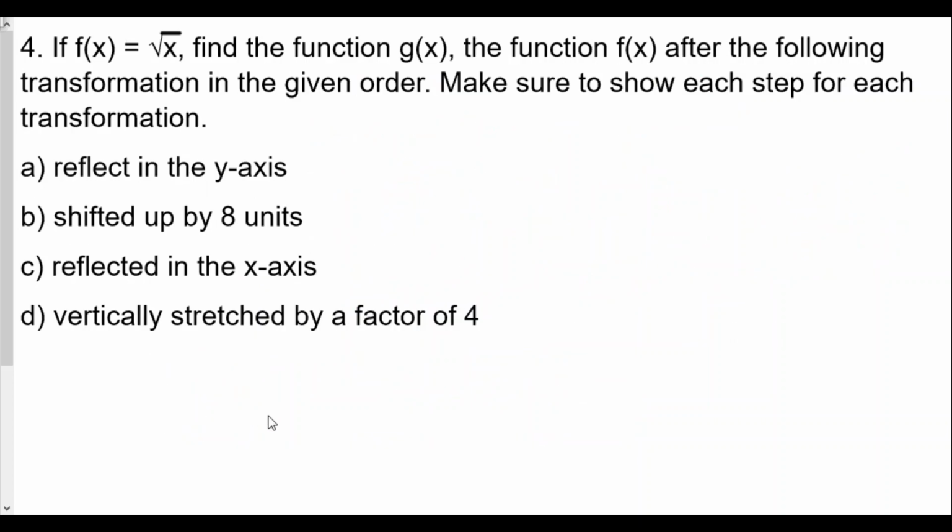So for number 4, if f of x was square root of x, find the function g of x, the function f of x after the following transformations in the given order. Make sure to show each step for each transformation.